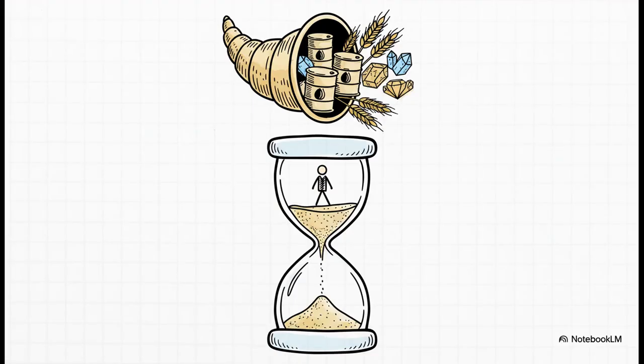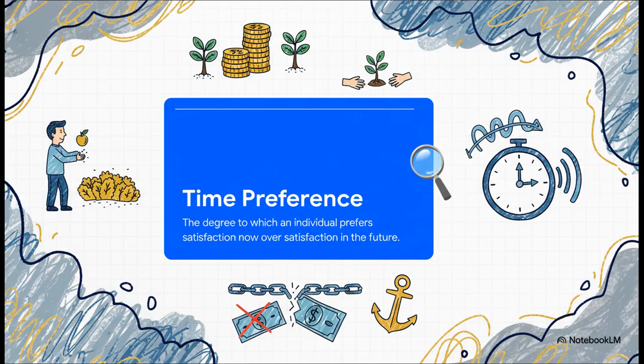As our technology gets better, we get more and more efficient at finding things like oil or copper. In fact, if you measure them by how much labor it takes to get them, pretty much all commodities have gotten cheaper over time. But the one resource that is absolutely 100% finite for every single one of us is our time. And because our time is scarce, we are all constantly forced to make this trade-off between today and tomorrow. This is called time preference.